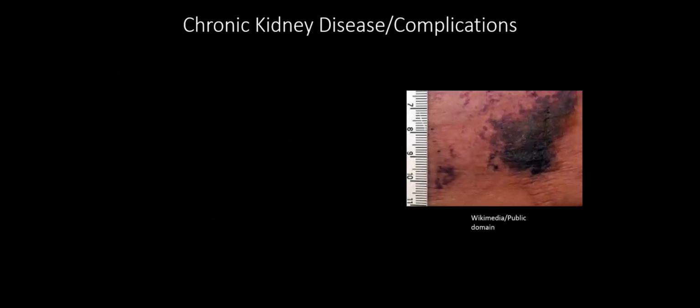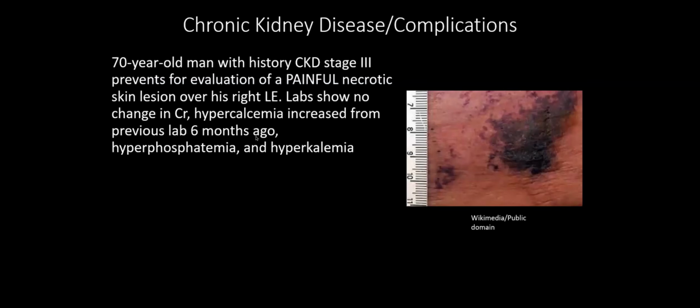So moving on here to probably, if not the, then one of the most high yield chronic kidney disease complications. Specific case here: a 70-year-old man with a history of CKD stage 3. He presents for evaluation of a painful necrotic skin lesion over his right lower extremity. Labs show no change in his creatinine. He does have hypercalcemia that's increased from previous labs 6 months ago. He also has hyperphosphatemia and hyperkalemia. So what's your diagnosis with this patient, Mike?